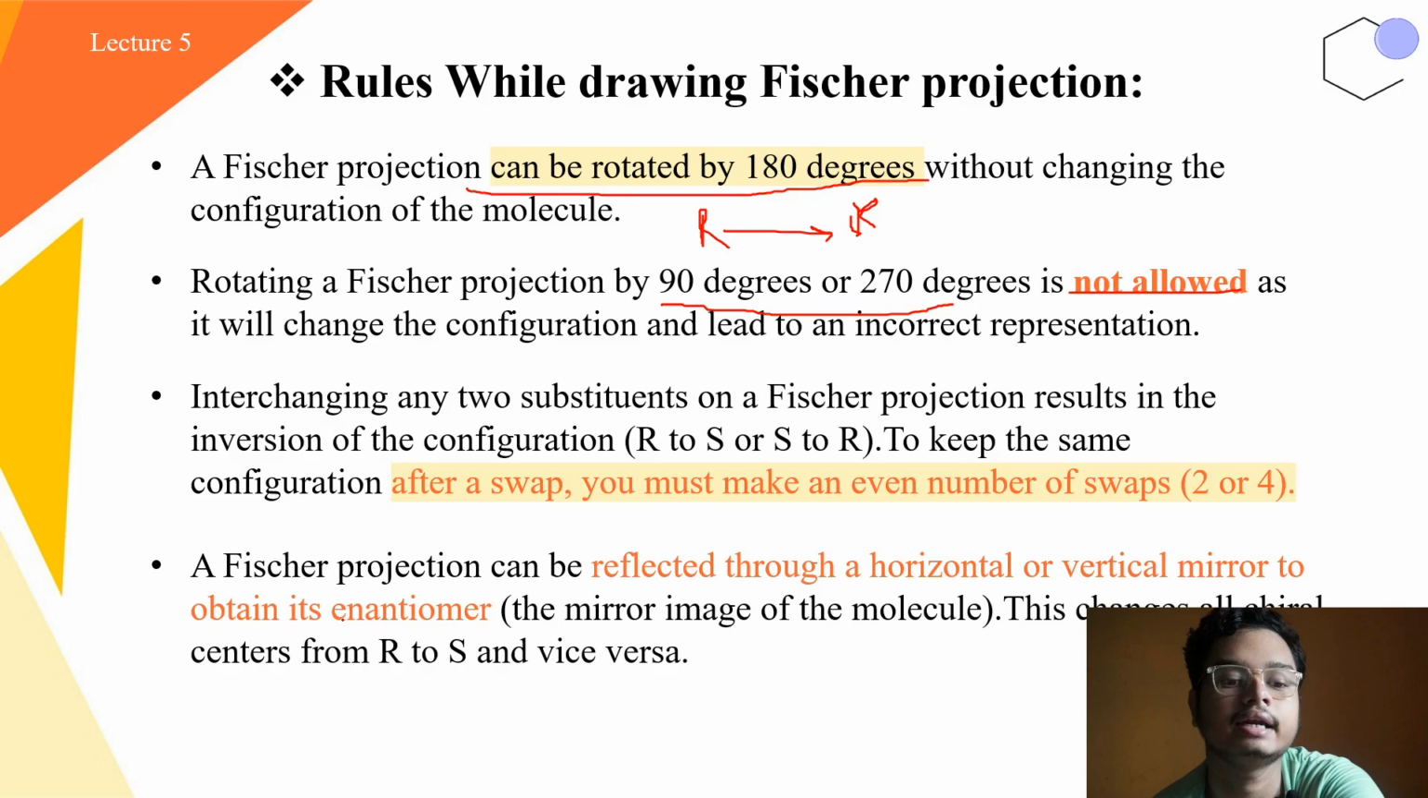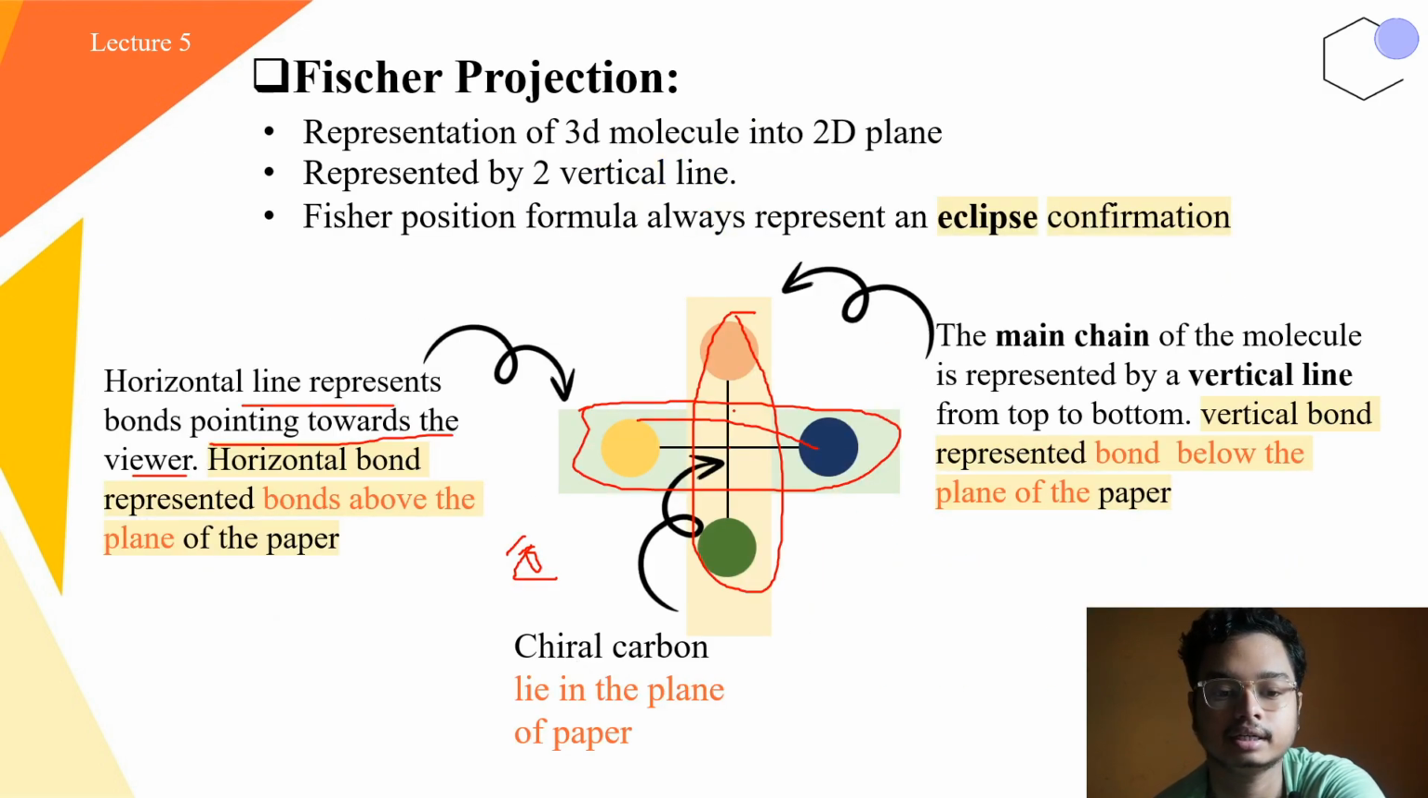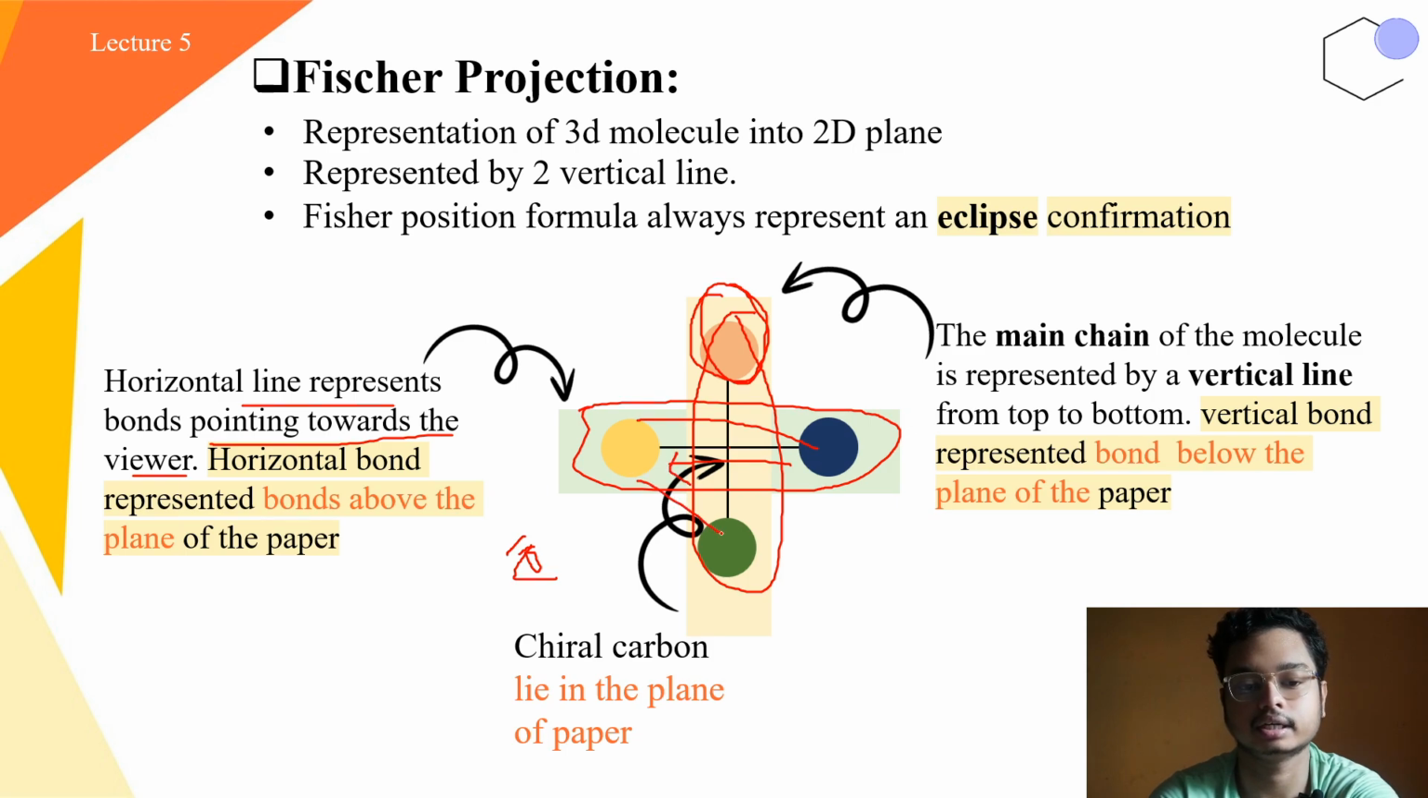Okay, and the Fischer projection can be reflected through a horizontal or vertical mirror to obtain its enantiomer, and the chiral center is changed from R to S. Like if we put a mirror, it will show a non-superimposable mirror image relationship, and they will be enantiomers of each other. Okay, and there is also another thing, the swapping method. If you want to keep this group intact, then you have to change the others something like this, without changing the configuration.